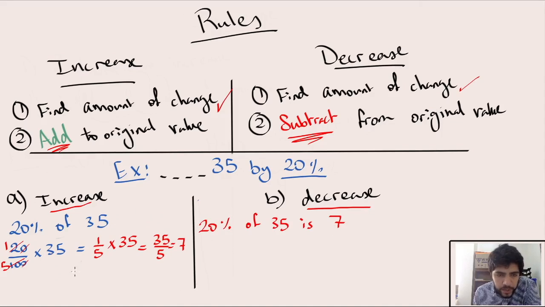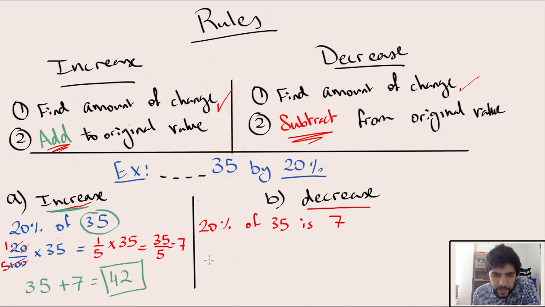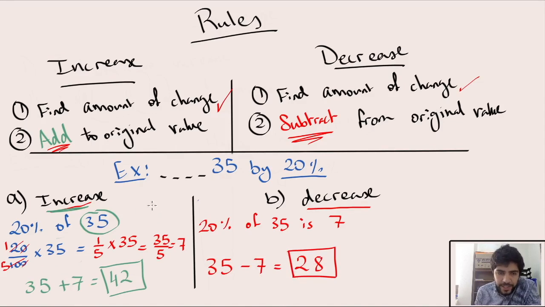Now, what's next? I have to take the original value, the 35, and add the percent change because I'm increasing. So 35 plus 7 is 42. So if I increase 35 by 20%, I get 42. In the decrease, we do the opposite. We say 35 minus 7, which in this case is 28. Okay, so we did an example of both increasing and decreasing.